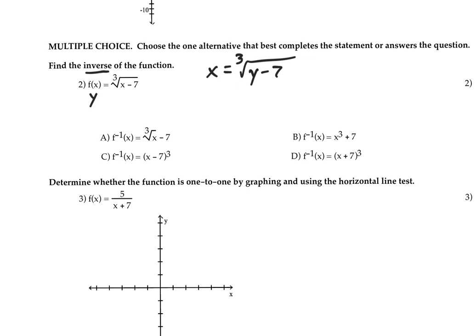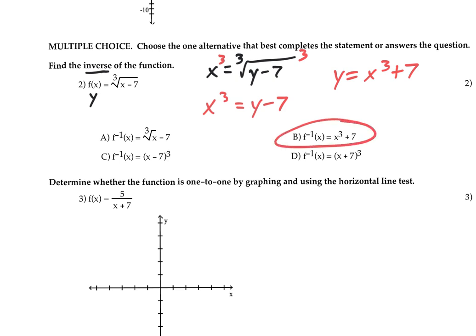And so the opposite of taking the cube root of something would be to cube both sides. And then we could add 7. And then they're just writing it in inverse form, f inverse of x. All we're really looking for is which function does it give us.